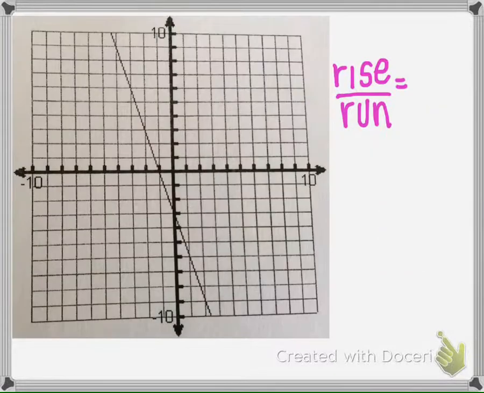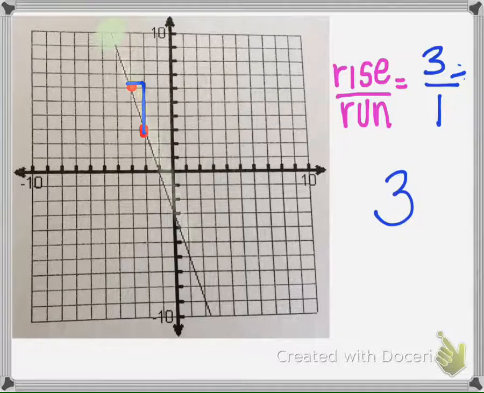So go ahead and pick 2 points. And then we're going to rise. I'm going to rise 1, 2, 3, and we're going to run once. And 3 divided by 1 is 3. And then if we go from the left to the right, we would be going down. So the slope is -3.